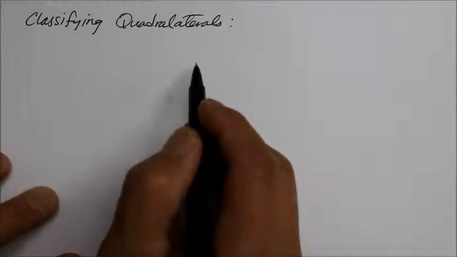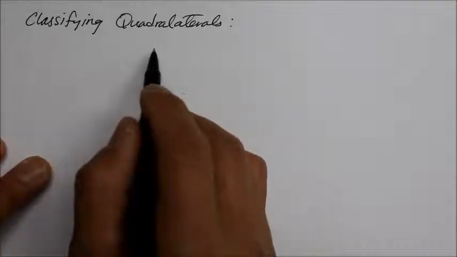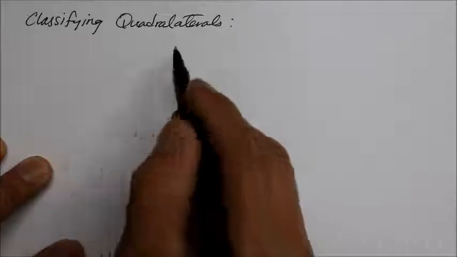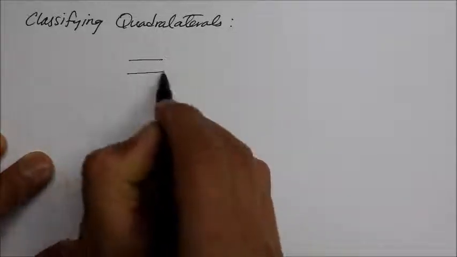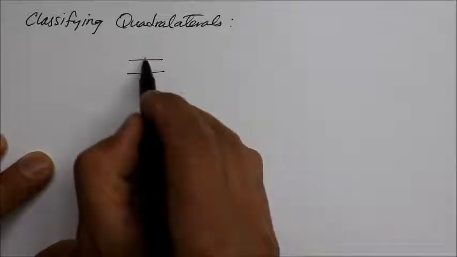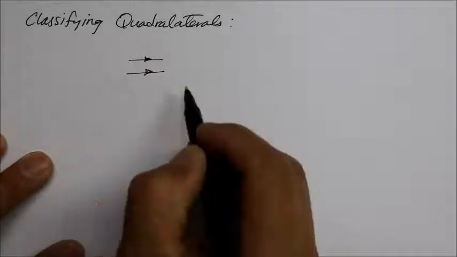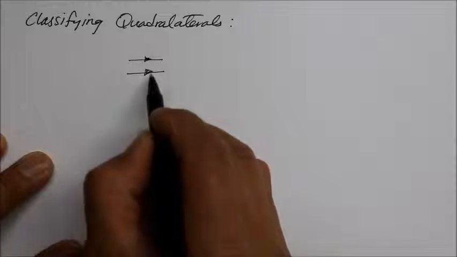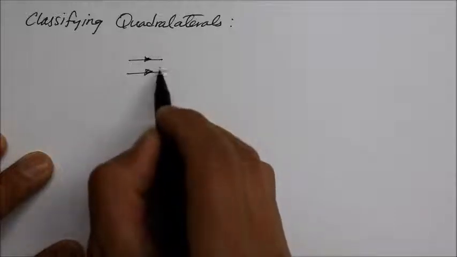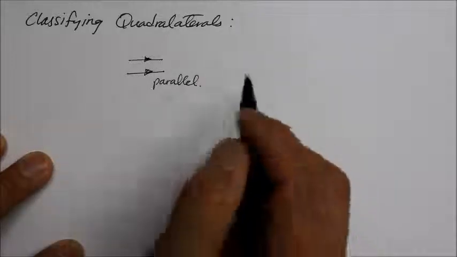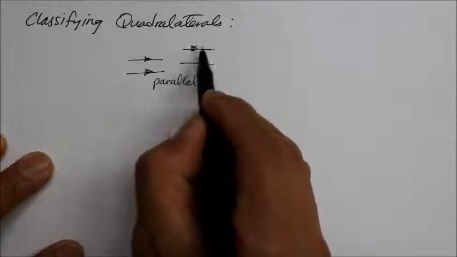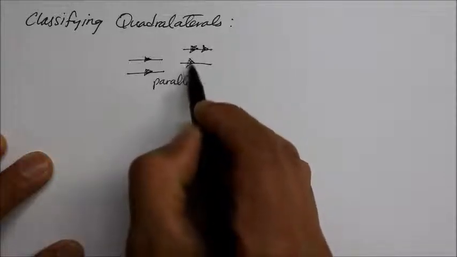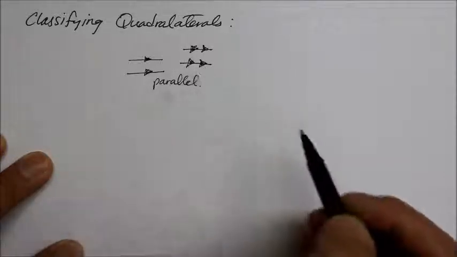Before we start classifying quadrilaterals, there are some symbols you need to be familiar with. For example, if you see two line segments with a little symbol of arrowheads, these arrowheads indicate that these two sides of a quadrilateral are parallel to each other. Same is true if you see a set of lines with two arrowheads. That means those two lines are parallel to each other.